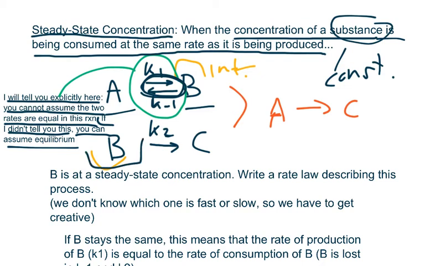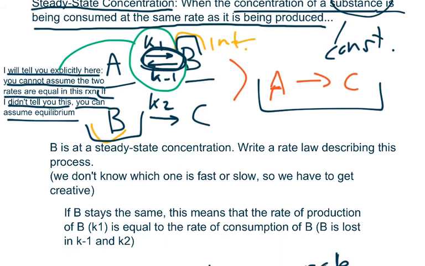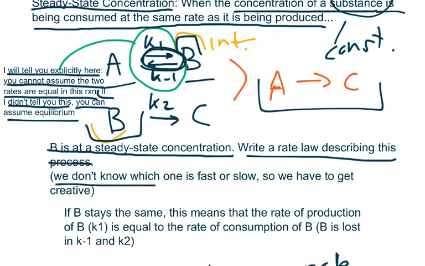So B is an intermediate since it is produced and then consumed, and our net reaction is just A to C. The question says B is at a steady state concentration. Write a rate law describing this process. We don't know which one is a fast or slow reaction, so we can't just write a rate law right away. So we have to get a bit creative here.